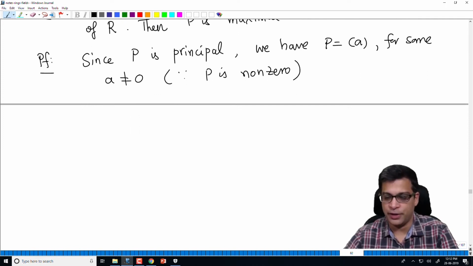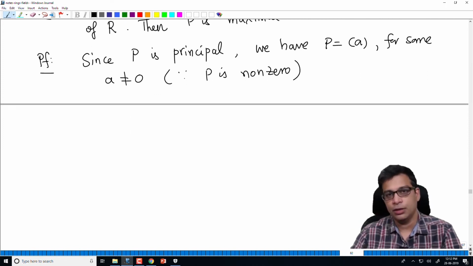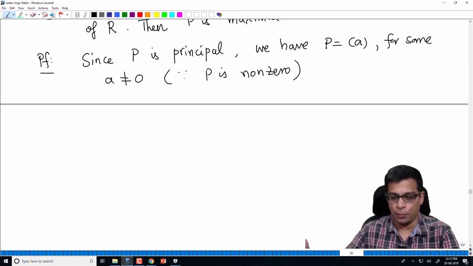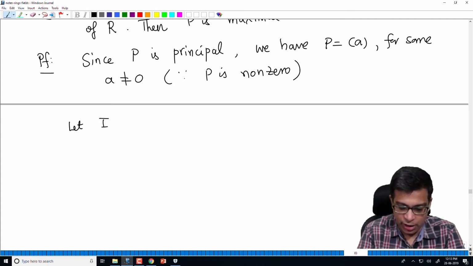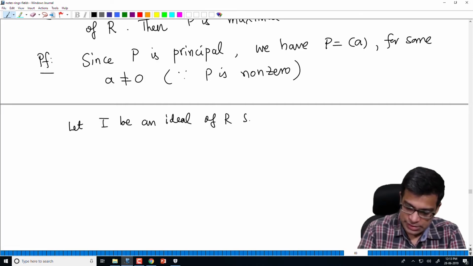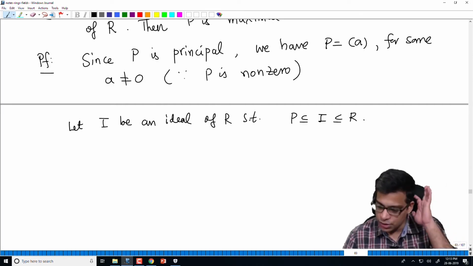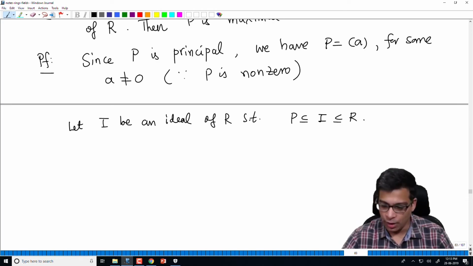Now I want to show that P is maximal. What is a maximal ideal? It's an ideal which is not contained in any bigger proper ideal. So we are going to take a bigger ideal. Let I be an ideal of R such that P is contained in I and I is contained in R. Of course, I is contained in R, but the point is it contains P.